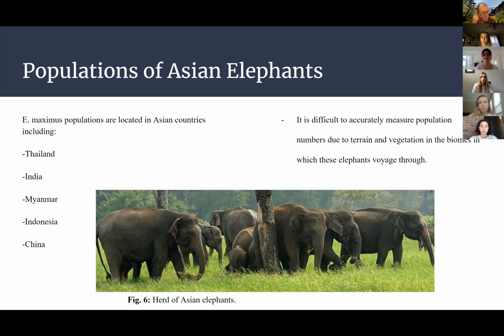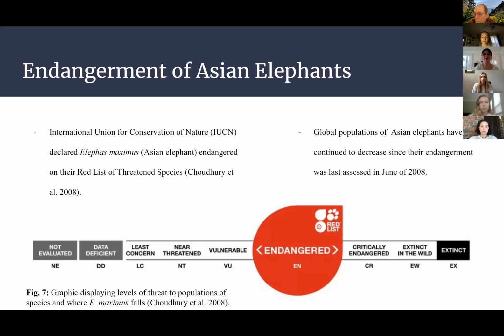Next slide, please. All right, the International Union for Conservation of Nature, also known as the IUCN, declared the Asian elephant endangered on their red list of threatened species first in 1986. And since that declaration, the Asian elephant population has declined at least by 50% over the last 3 elephant generations, which is about 60 to 75 years.